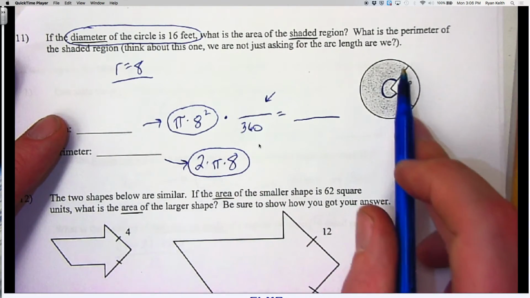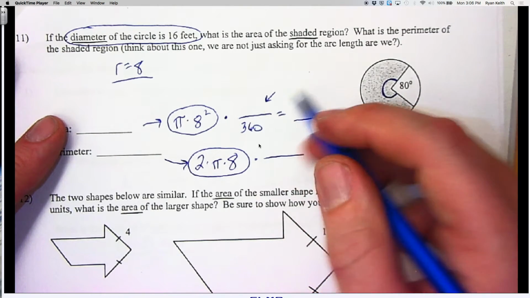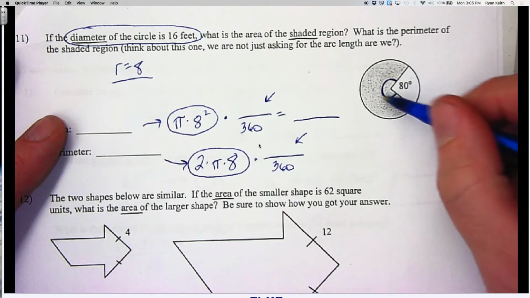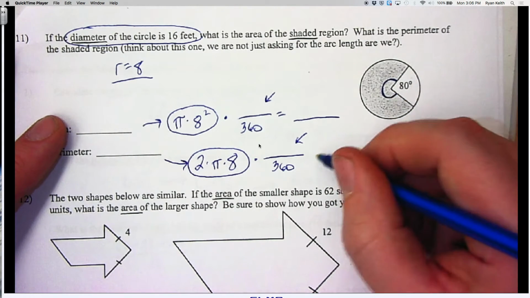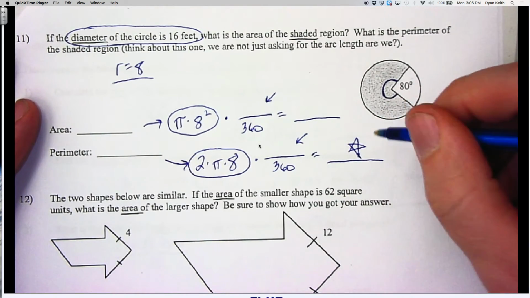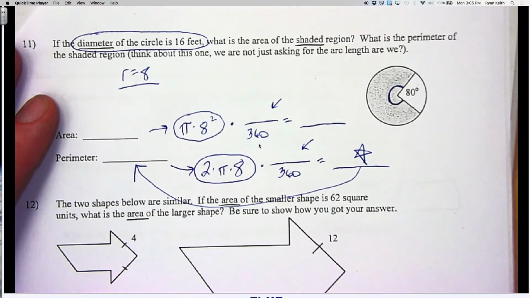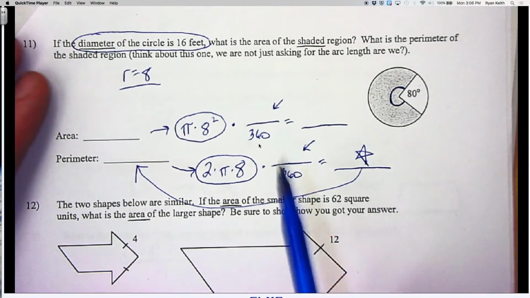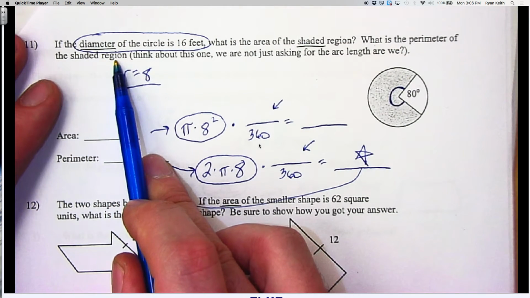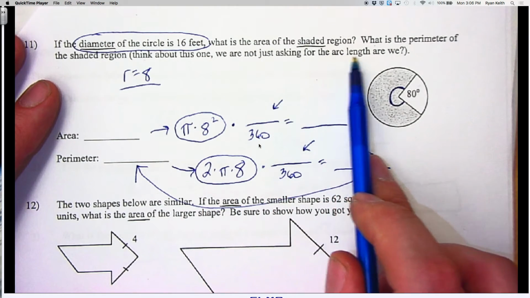Anyway, circumference of the entire circle, multiply by the same fraction you did up here. So whatever you figured out this number to be, over 360, that's still the part of the circle that we care about, isn't it? And we'll get an answer. Now, this answer right here that I'm putting the star on, a lot of you filled in as the answer for perimeter. And you got 1 out of 2 points. Here's why. It says up in the question, what is the perimeter of the shaded region? Now notice this part. Think about this one. We are not just asking for the arc length, are we?